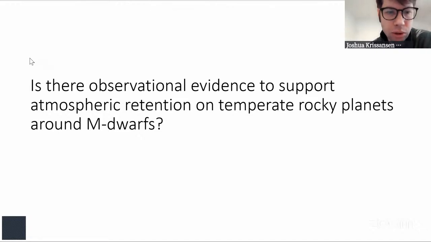So you might ask, okay, that's all very well to have that theory, but is there any observational evidence to support this argument that you might hold on to atmospheres on these temperate rocky planets around M-dwarfs? If you'd asked me a year ago, I'd have said no, but there have been a few interesting recent papers that, while certainly not exactly what we're talking about here, they're not temperate rocky planets, perhaps give some more reason for optimism.